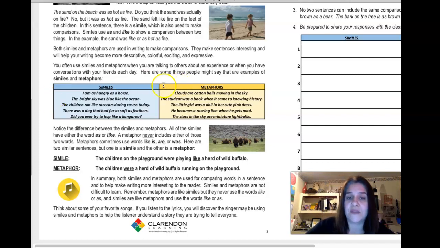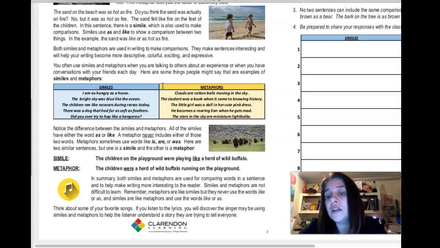On the flip side, we've got our metaphors. Clouds are cotton balls moving in the sky. Do you see? It doesn't say clouds are like cotton balls. Nope, that's a simile. It says the clouds are cotton balls moving in the sky. The student was a book when it came to knowing history. The little girl was a doll in her cute pink dress. He becomes a roaring lion when he gets mad. The stars in the sky are miniature light bulbs. So there you go. Some really nice examples of similes and metaphors.